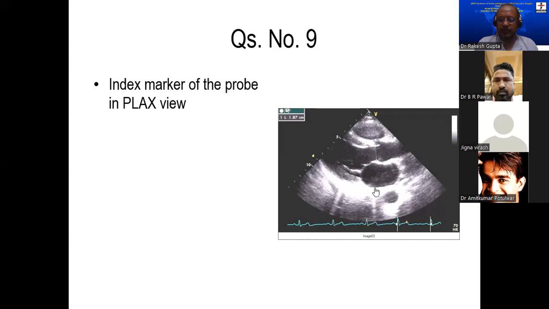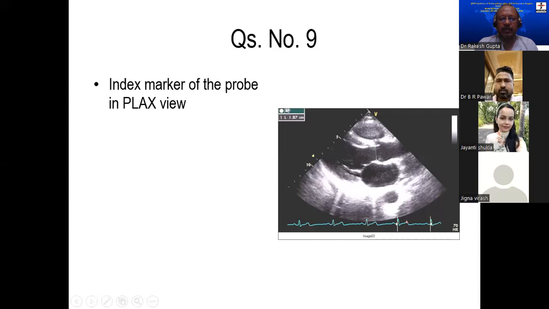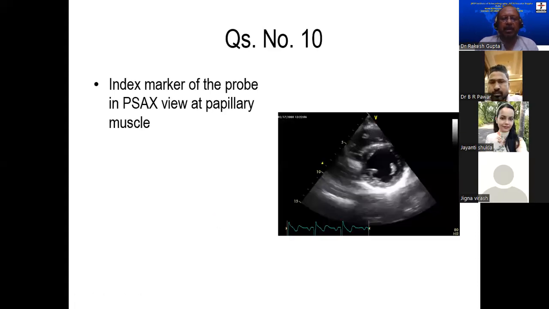Mrs. Jayanti, good evening. Ready? Yes, sir. All right. Index marker of the probe for parasternal short axis view of papillary muscle? Sir, the probe position should be little 1 o'clock to 2 o'clock from parasternal long axis, to the 1 o'clock position, and we'll get parasternal short axis view of papillary muscle.